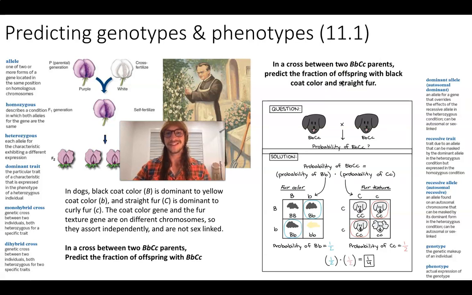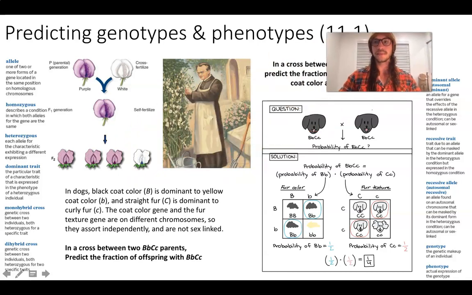Okay, so hopefully you realize that you didn't need to draw any more Punnett squares because we've done it already, so we can just use that. So this time we're going to look at black coat color. We can see, well, 3 out of 4. And we're going to look for straight fur, which again is 3 out of 4. So 3 by 3 is 9, 4 by 4 is 16. The probability of this occurring is 9 out of 16.